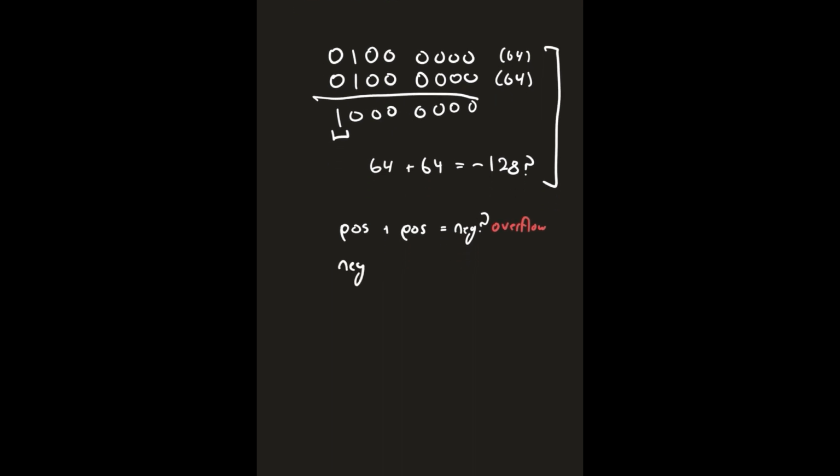If you had a negative number, and you somehow get a positive number, well, that doesn't check out either, and there's going to be some overflow. But if you add a positive and a negative number together, there actually won't be any overflow because the numbers only reduce each other in magnitude.